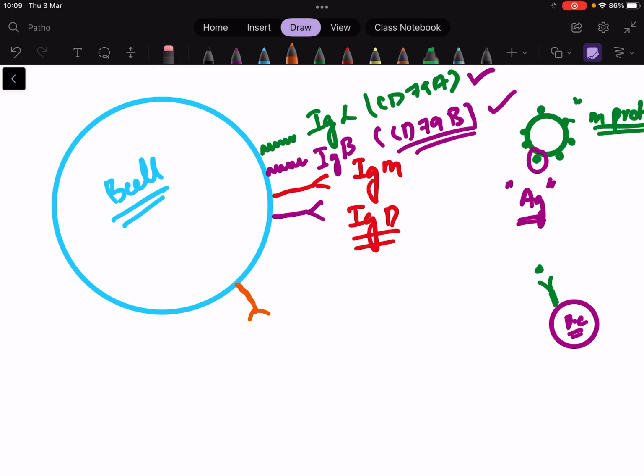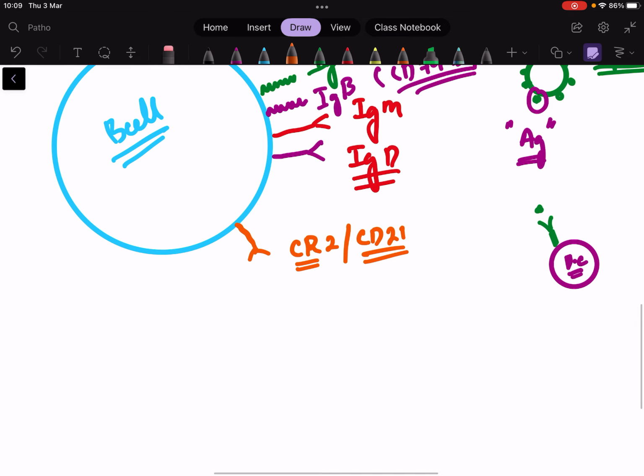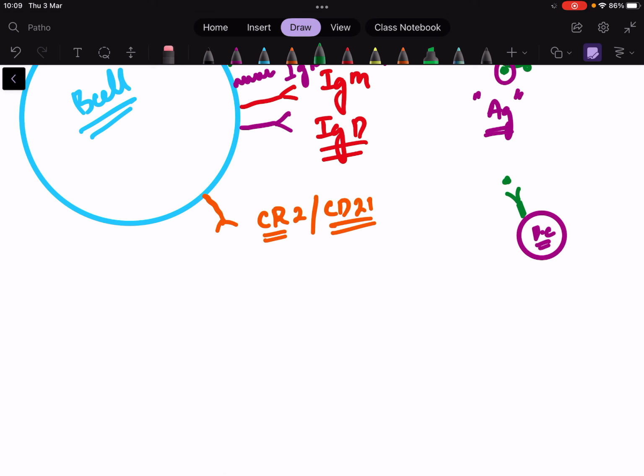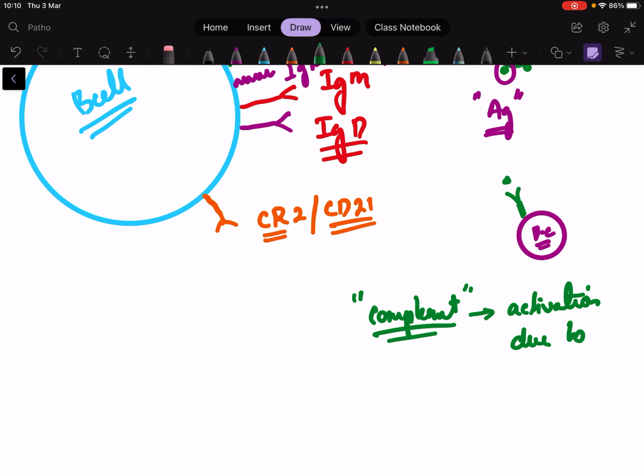There is a receptor called complement receptor type 2, which is also called CD21. Now what is the function of this complement receptor type 2 or CD21? As the name suggests, when there is complement activation due to microbes, I will discuss the complement system in a future video, this complement system can go and activate the complement receptor type 2 or CD21.